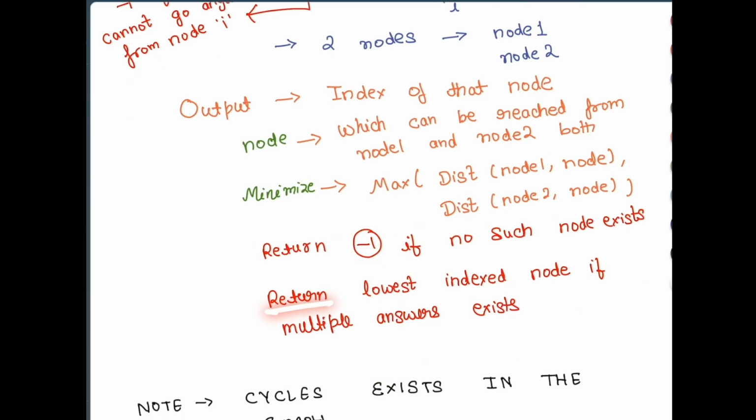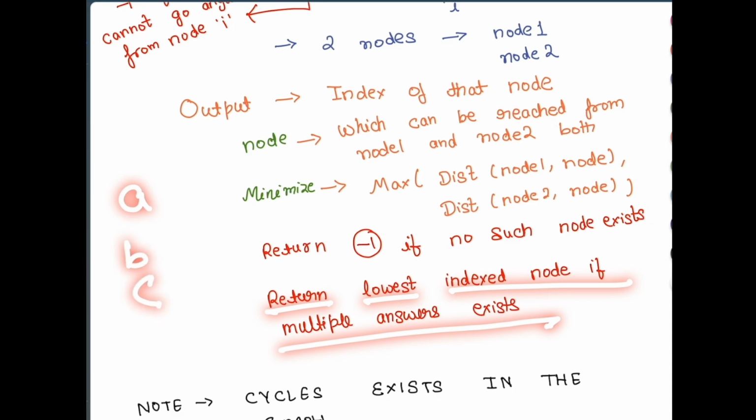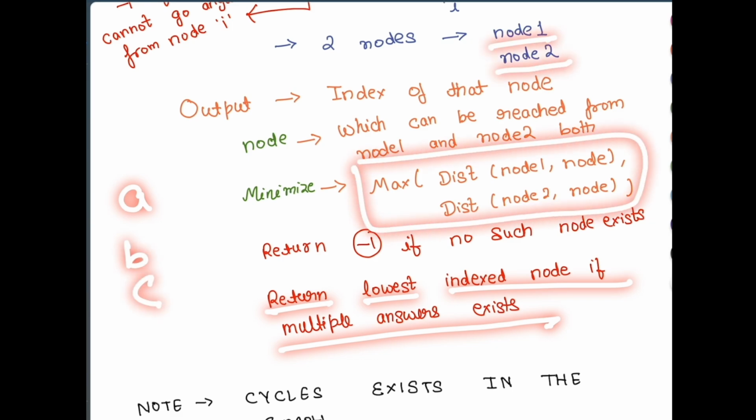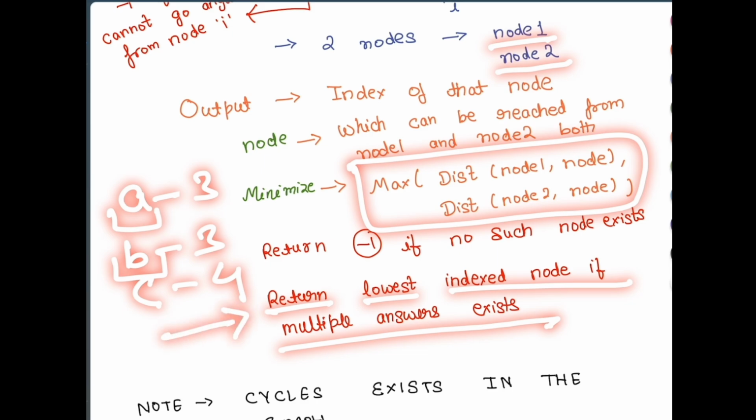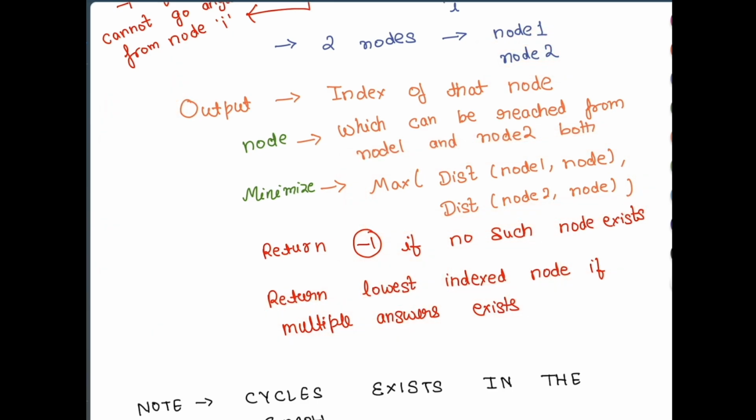Also, you need to return the lowest index node if we have multiple answers. For example, if there are three nodes A, B and C which can be reached from node 1 and node 2, and this value for these three nodes is 3, 3 and 4. Now you need to choose the minimum, right? But we have two values which are minimum. For A it is 3, for B it is 3. So in that case, you need to return the lowest indexed node. So basically, if the value of A is less than B, you will return A. If the value of B is less than A, you will return B. Value means the node number, basically the index.